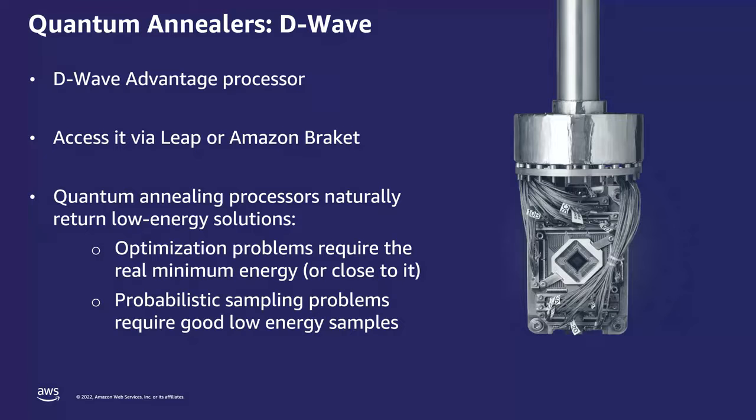So what does that mean? Well, we'll see in a couple of slides exactly what that means, but if you're not familiar with annealing, keep in your minds that what we're trying to do is set up this landscape or this environment that has different energy levels, okay? And the qubits on the QPU are going to be arranged in such a manner that we can get our result by sampling the lowest energy result. And indeed, probabilistic sampling problems require good low energy samples, okay?